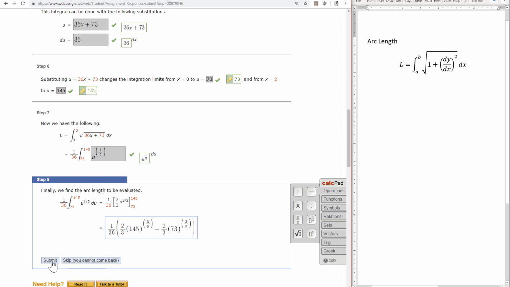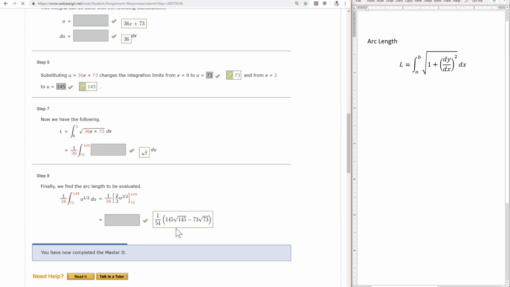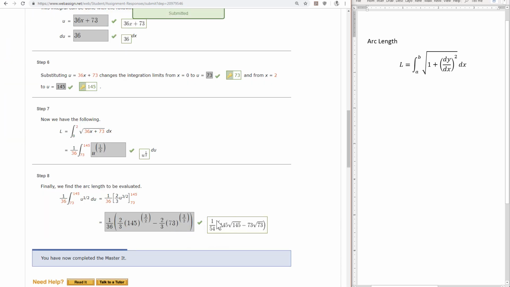There's probably ways to simplify that, but let's just submit this, and then you can see the simplified version of our answer written here. That's 1 over 54 times 145 to the 3/2 power. That's like 145 times root 145. And that's the same that goes for 73 to the 3/2 power. Okay, I hope that helps.